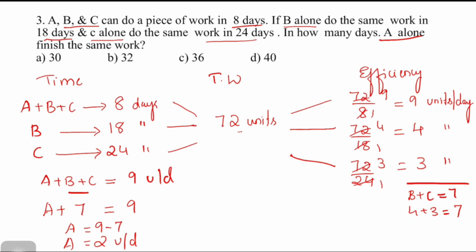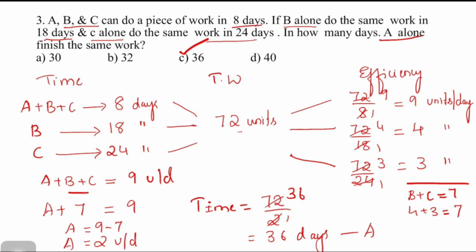So the time taken by A to complete 72 units: time is equal to 72 total work divided by efficiency of A, that is 2. 2 ones are 2, 2 thirties are... 36. Therefore 36 days. A will take 36 days to complete the work. Option C is the answer. Okay, so the next problem.